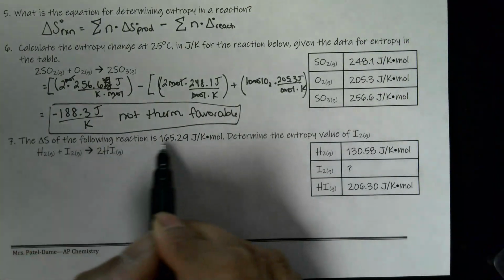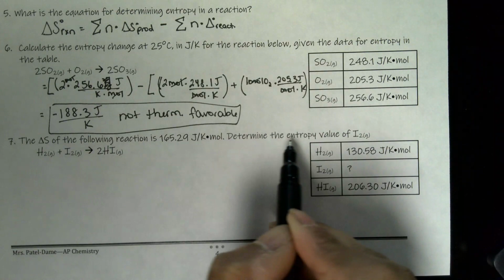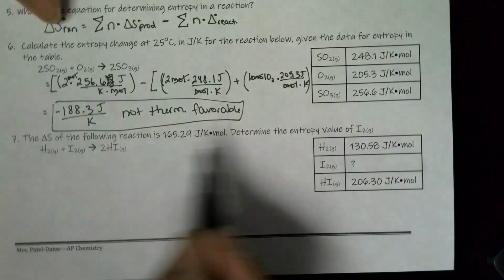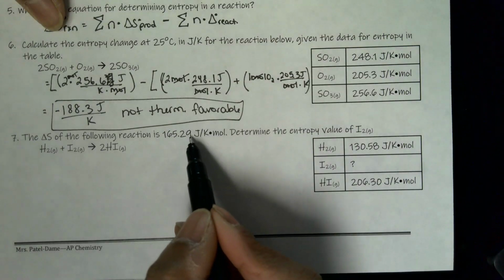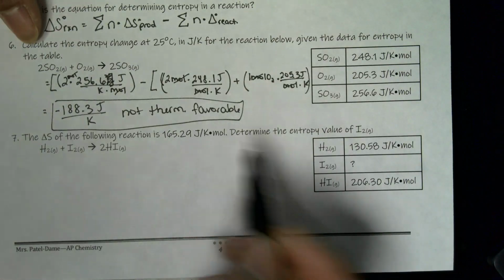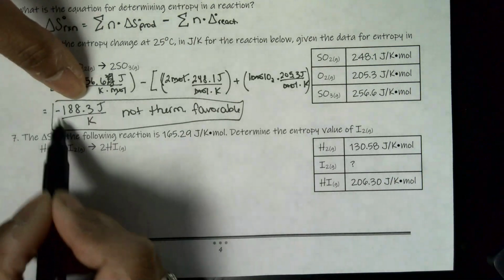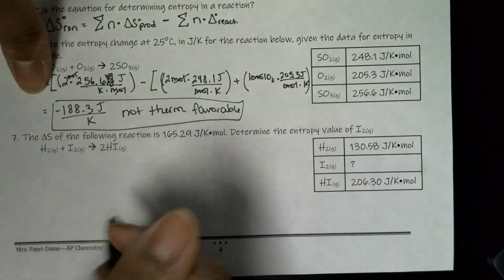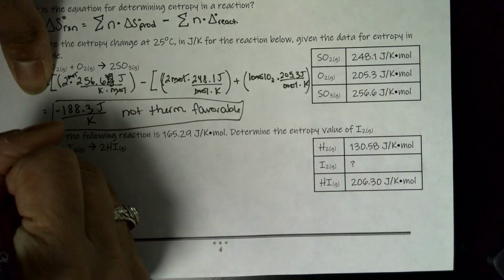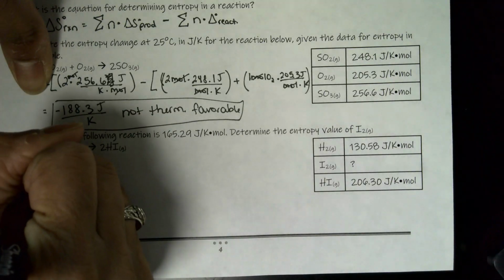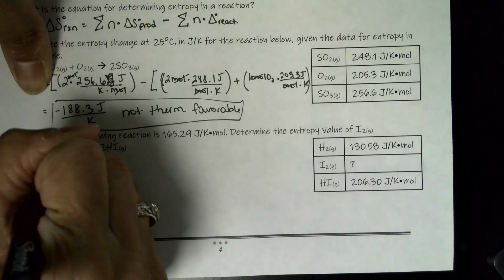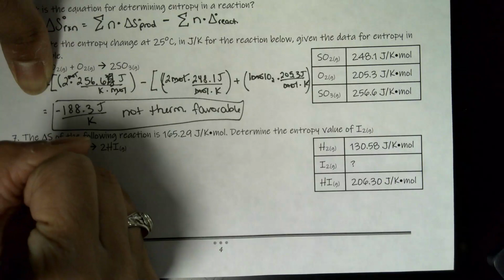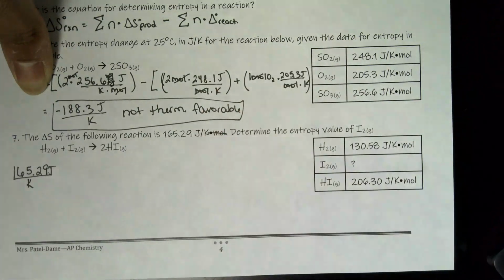The delta S of the following reaction is, oh, they give you that. Determine the entropy value of I. So this whole reaction is going to be equal to 165.29 joules over moles Kelvin. So essentially that's what we found in the last problem. That's what all this was equal to right over there. So we'll do the same thing over here. I'm going to spread this out a little bit because I know I'm going to need some space. 165.29 joules over Kelvin. I think that one probably should have been joules over Kelvin.